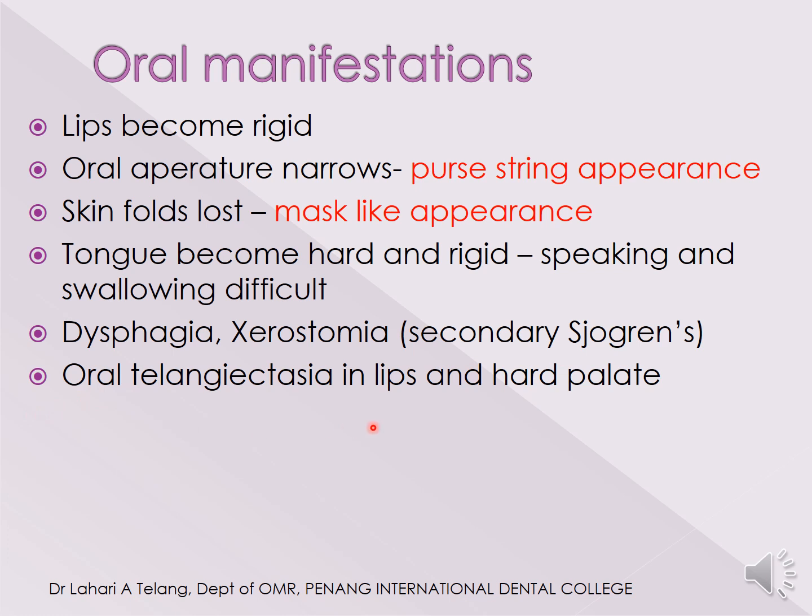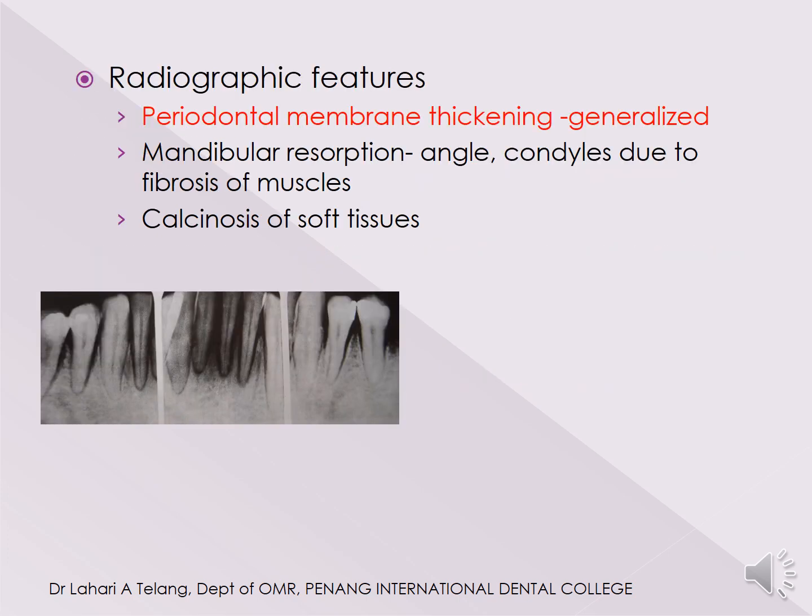Oral telangiectasias on the lips and hard palate, like spider-like appearance of the blood vessel. On radiograph, periodontal membrane thickening can be seen, which is generalized. You'll see in these radiographs here, generalized widening of PDL, but it doesn't mean that these teeth have got some problem in the pulp. It's just because there's excessive amount of collagen deposited in the PDL.